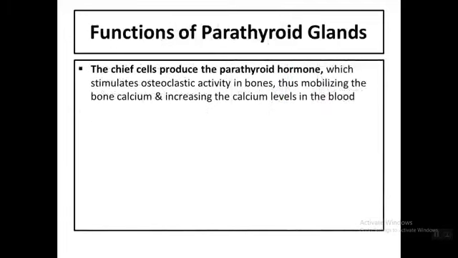What are the functions of the parathyroid gland? The chief cell will produce parathyroid hormone, which stimulates the osteoclastic activity in bones. Thus the bone-resorbing cells are activated, and it will mobilize the bone calcium, moving calcium from the bones and increasing the calcium level in the blood.